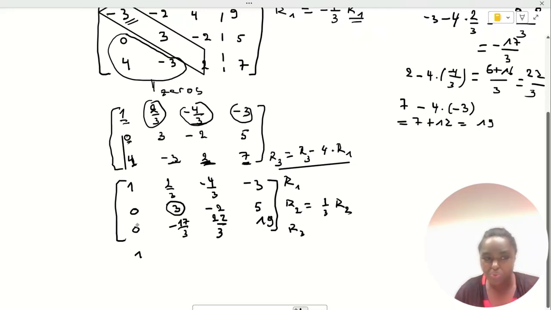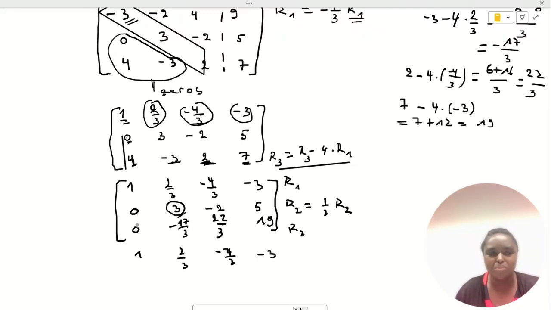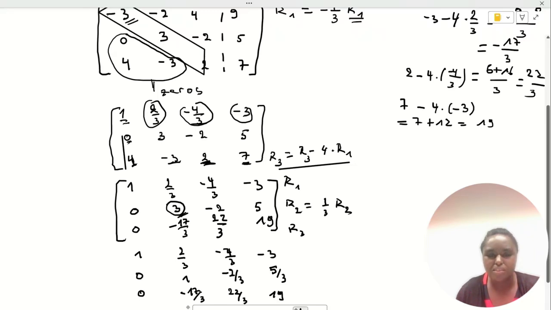The first row we leave as it is, 1, and then 2 over 3 and minus 4 over 3 and minus 3. But the second row, we divide by 3 so that we get 1 here. So then this is 0 and this is 1, and the next one is minus 2 over 3, and the next one is 5 over 3, and the next row is fixed. Then 0, minus 17 over 3, 22 over 3, and 19. Yes?